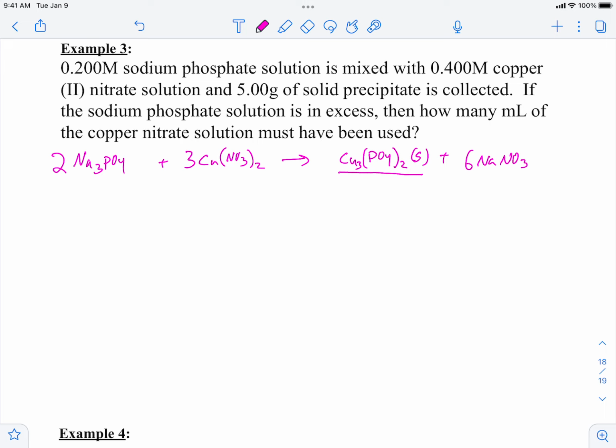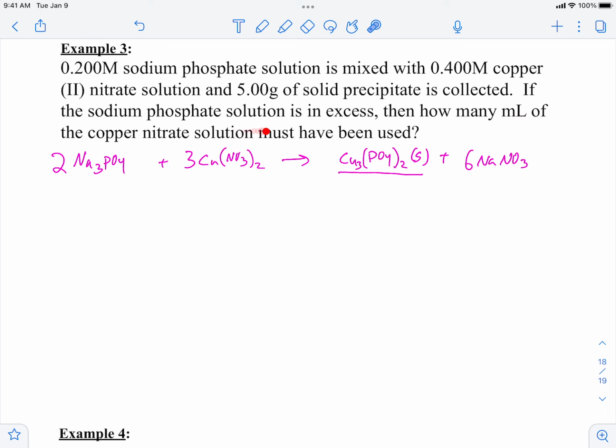So let's look and see what they gave us. They gave us the molarity of sodium phosphate. They give us the molarity of the copper 2 nitrate. And then they tell me there's 5 grams of solid precipitate. Okay, so the solid would be this, 5 grams of this. If the sodium phosphate is in excess, right there is a big clue. If they say anything is in excess, that means that's not the limiting reactant. So the limiting reactant is going to be the copper nitrate. How many milliliters of the copper nitrate solution must have been used?